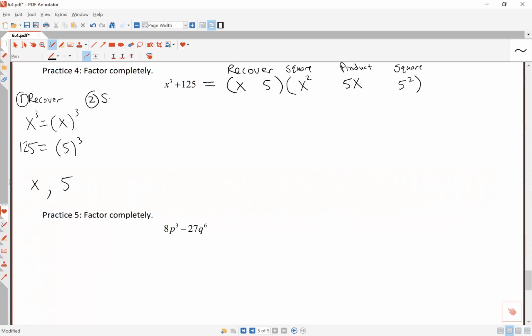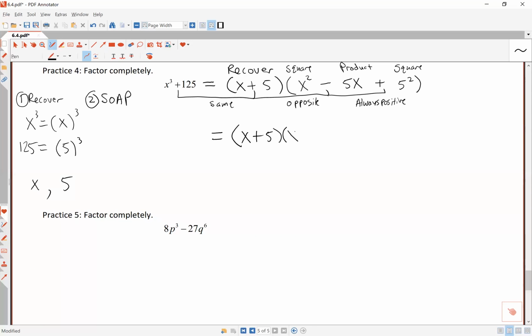Now we use the SOAP. Same sign, opposite sign, and always positive. Same sign would be plus, plus. Opposite sign would then be a minus. And the last one is always a positive. So we get x plus 5 and x squared minus 5x plus 25.